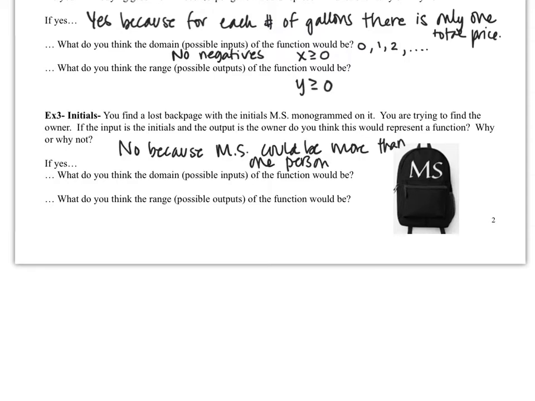So in this case, I would say no, it's not a function, because the initials MS could be Matt Smith, that could be Melinda Sam, it could be all different people that have the initials MS. So since my initials could go to more than one person, that would be not a function. Now in this case, if it were a function and I was just talking about inputs and outputs, my inputs are letters, and my outputs are people or names. But again, not a function.